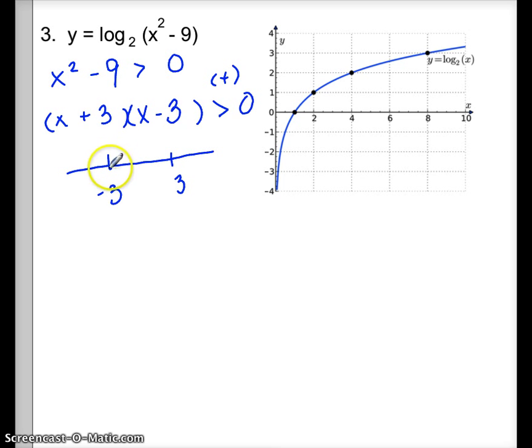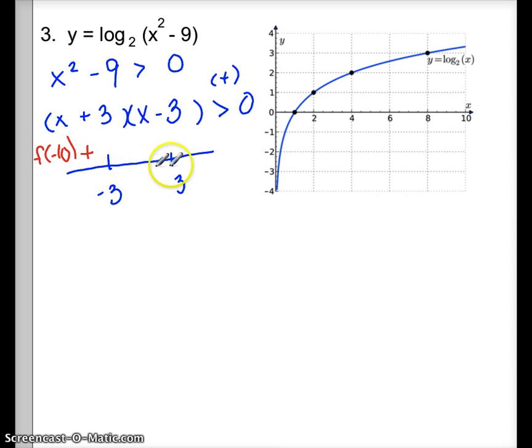From negative infinity to negative 3, you pick an x-coordinate of negative 10. So f of negative 10, if we plug negative 10 in, negative 10 squared is 100. 100 minus 9 is a positive.